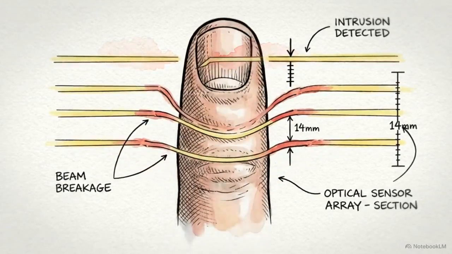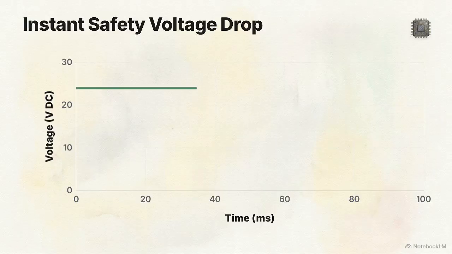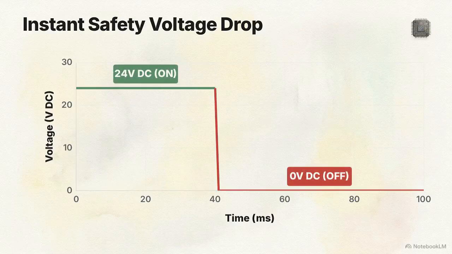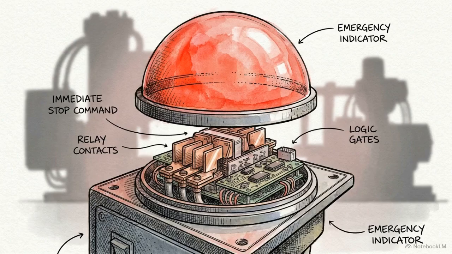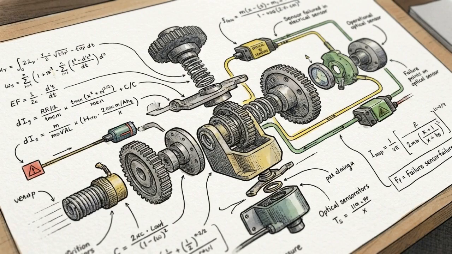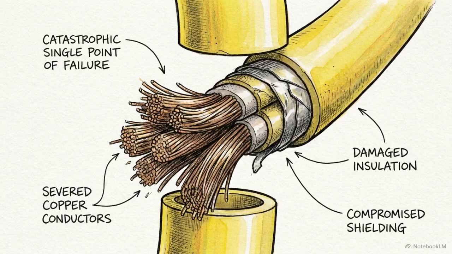Back in the present, the crisis begins when an opaque object, anything larger than 14 millimeters, interrupts those infrared beams. The response is instantaneous. The OSSDs drop their voltage, switching to the off state and triggering an immediate stop command. But safety engineering assumes that components will fail. What happens if the wire carrying that stop command is damaged or cut?